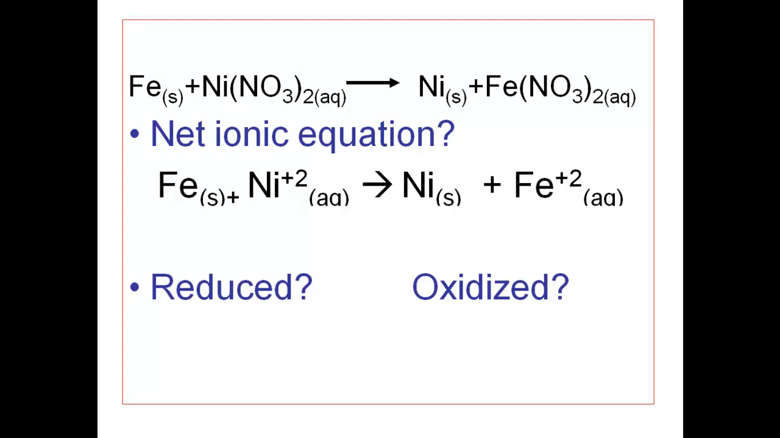Then take a look at nickel. Nickel was originally a +2, and then in the product side it's a 0 oxidation number. To cancel out those +2 charges, it must have gained 2 negative charges, and those negative charges would be electrons. So nickel gained electrons. So which one was reduced? Remember, reduction is gain from our OIL RIG. So nickel must have been reduced and iron was oxidized.